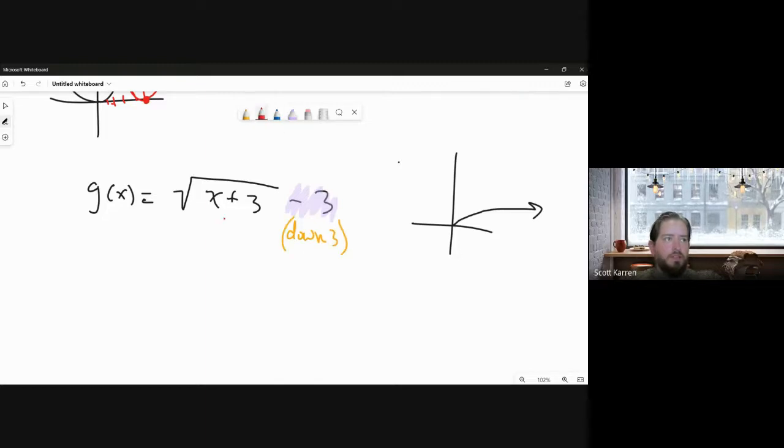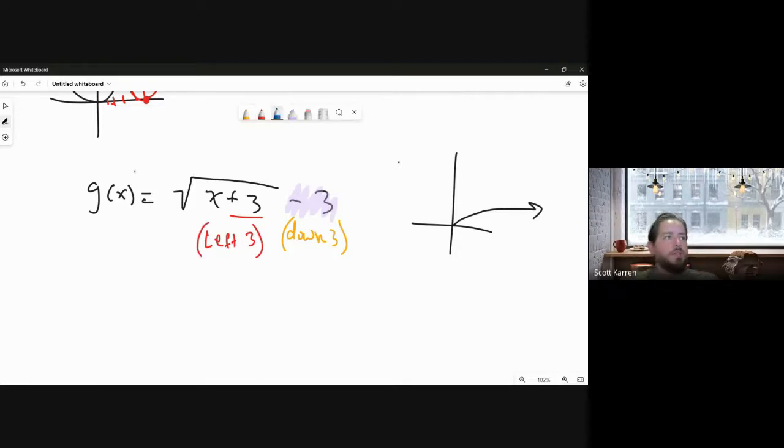And then I've got this plus 3 inside the function, right? So when it's outside the function, it's plus or minus up and down with the sign. So if it's minus, it's going to go down. But if it's inside the function, as this 3 is, then it's against that function. So this is a shift to the left by 3, right?